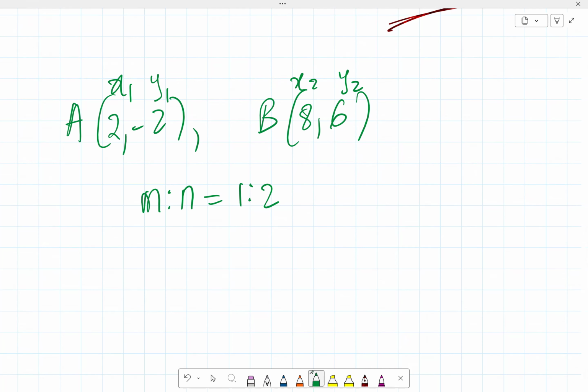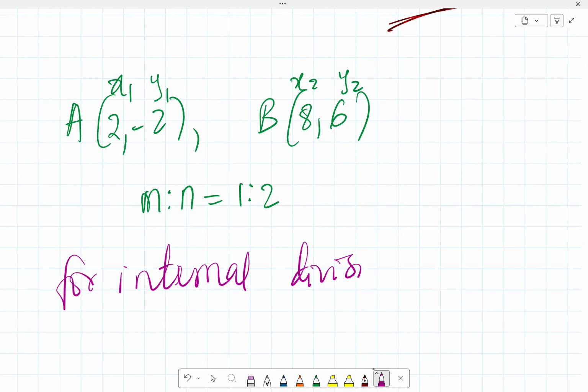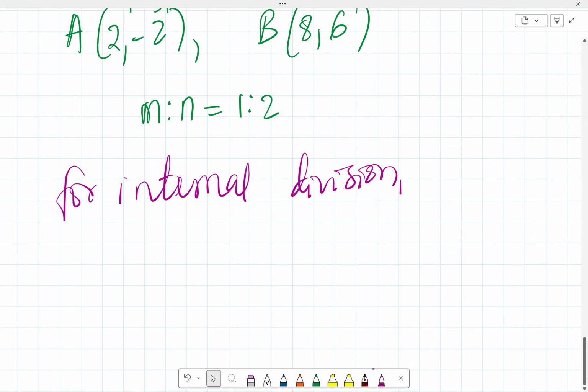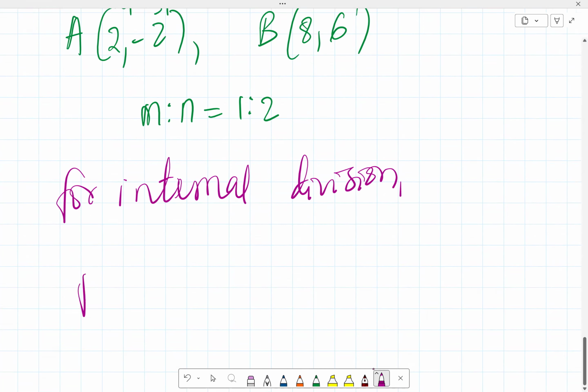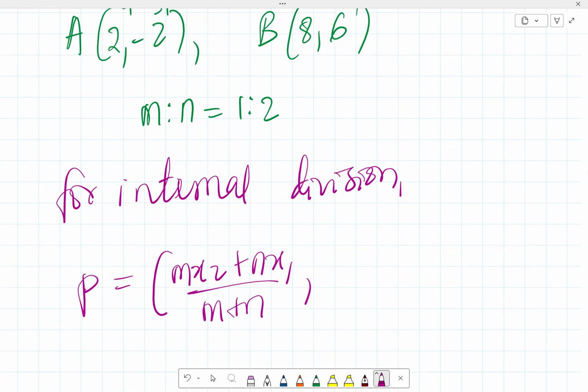And we know the formula, so since you're dealing with internal division, we can just say for internal division, you quote the formula. The point P there is mx2 plus nx1 all over m plus n, then my2 plus ny1 all over m plus n.